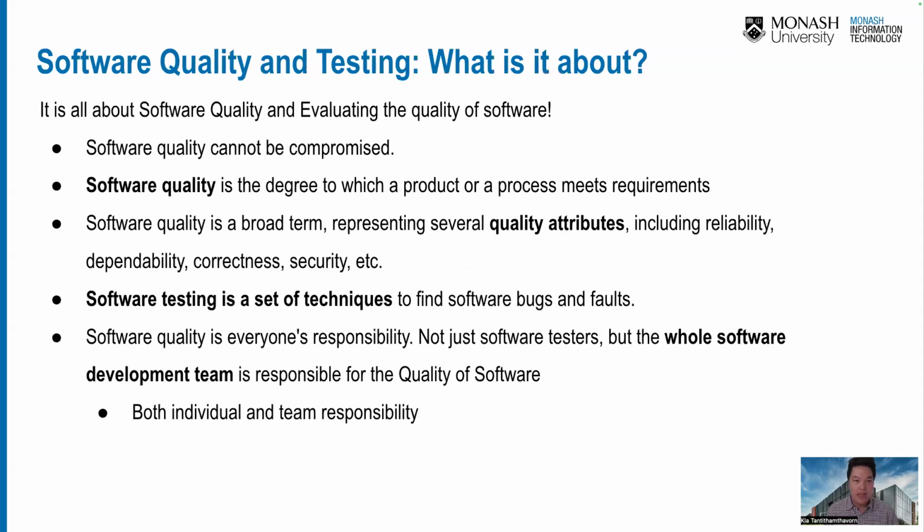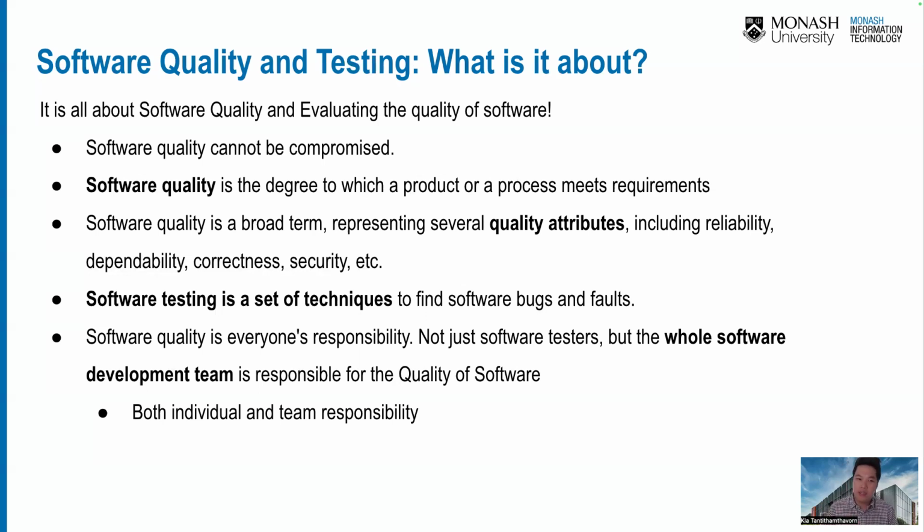All right. Basically, I will start with this one. What exactly is software quality and testing? So I would say that when we talk about software quality, it is something that cannot be compromised at all. When we develop software products, we want to ensure that it is highly reliable, has no bugs, is functionally correct, and is highly usable and user friendly, that kind of thing. There are so many quality attributes.